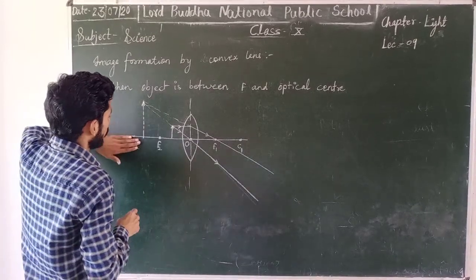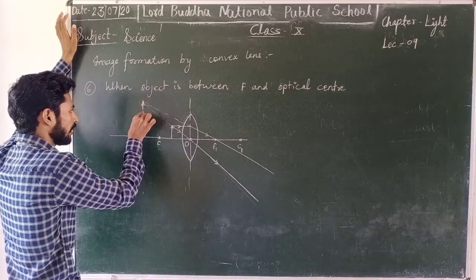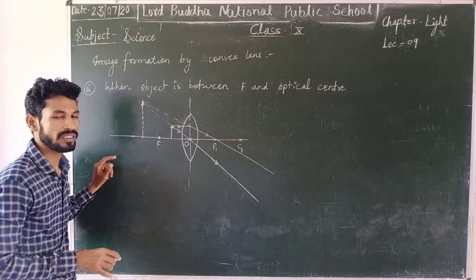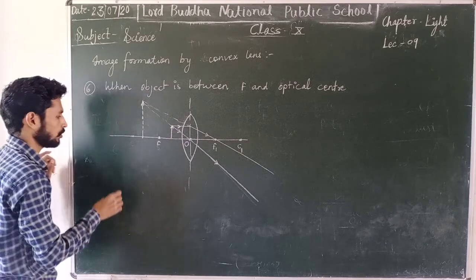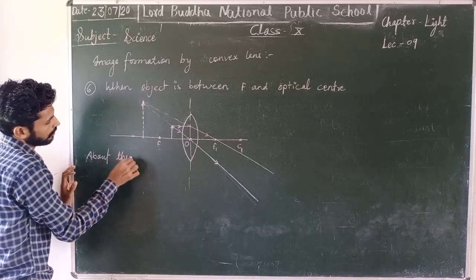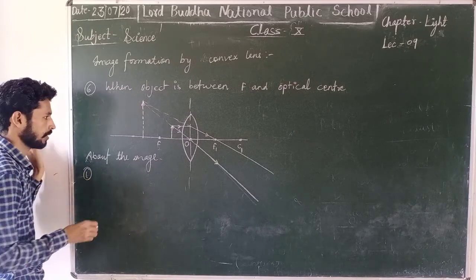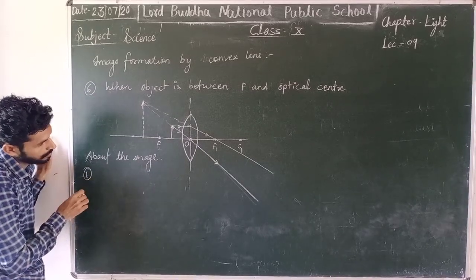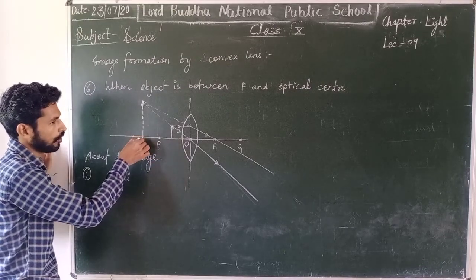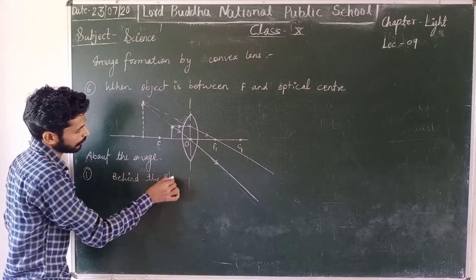So from here, the image that forms is the imaginary image, not actual. This is the virtual image, not real. So about the image, point number first is the location, the position of the image: behind the object.